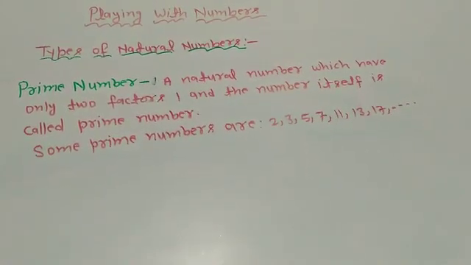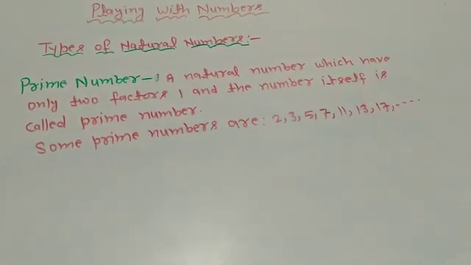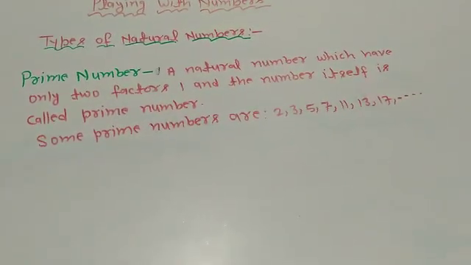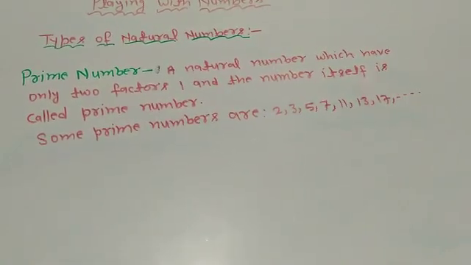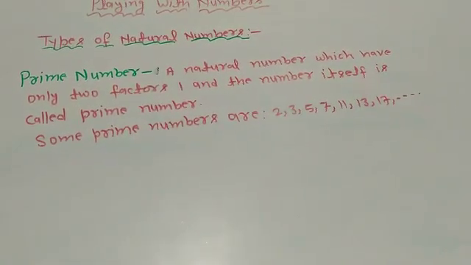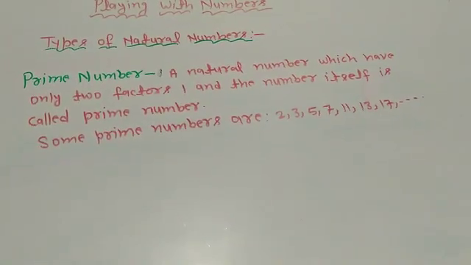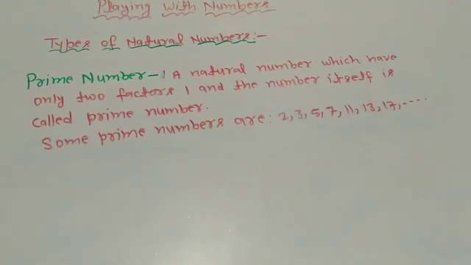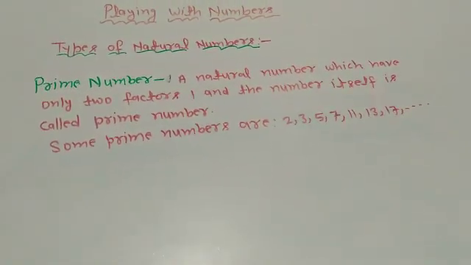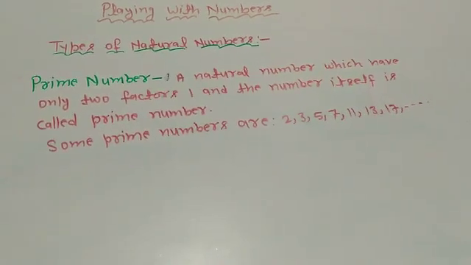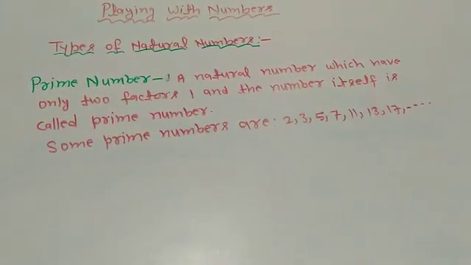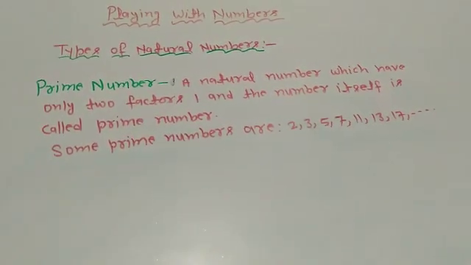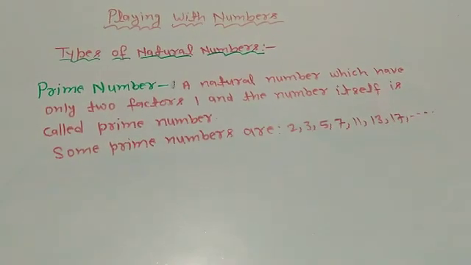Is 1 a prime number? No, because 1 has only one factor, 1. So 1 is not a prime number. Is 20 a prime number? No, 20 has more than two factors, so 20 is not a prime number. Is 29 a prime number? Yes, 29 is a prime number because 29 has only two factors, 1 and 29 itself.